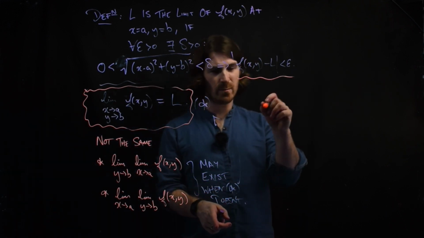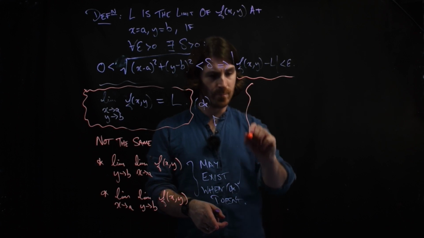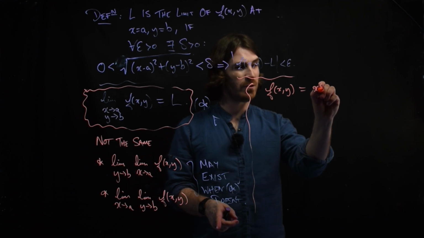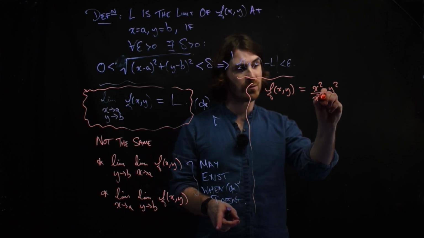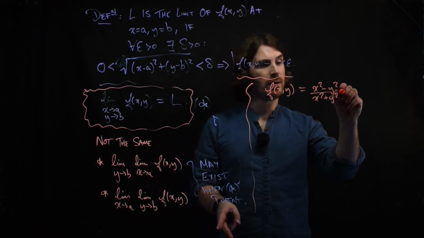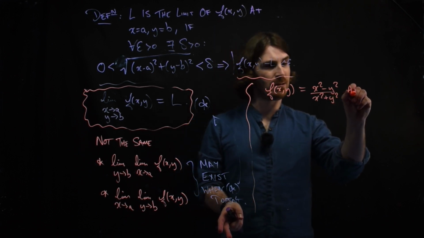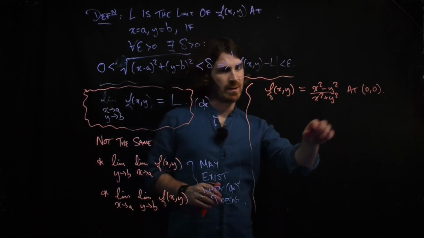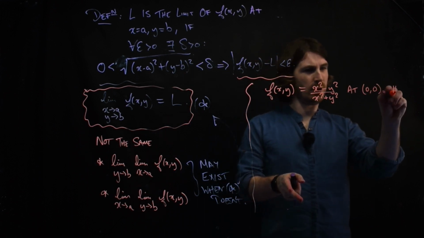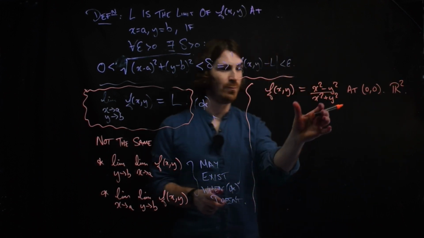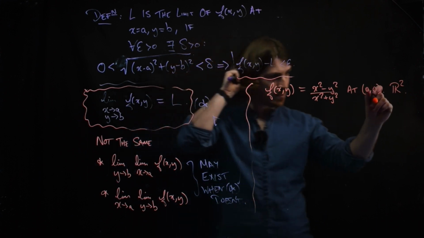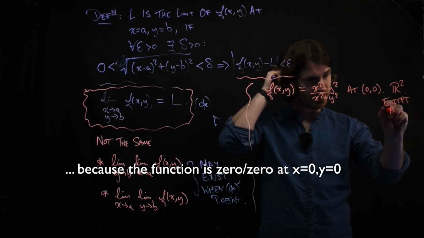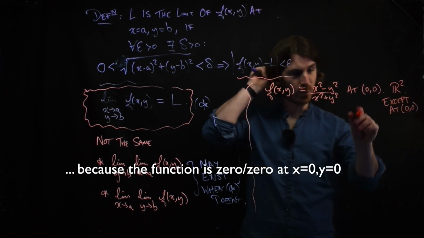Okay, so let's think of an example. Let's think of the function f of x, y equals x squared minus y squared over x squared plus y squared. And let's take the limit at x equals 0, y equals 0. So this function is defined everywhere in R2. x and y can take any value, except it's not defined at the origin. And that's where we're going to want to take the limit.